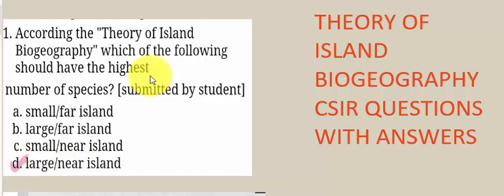Which of the following should have the highest number of species? The answer is large and near island. Large, as there are more resources, so there is more species colonization. And near island, as it is closer to the mainland, it is easier to reach, and extinction is also low because of the likelihood of immigration. So let's switch to the next question.